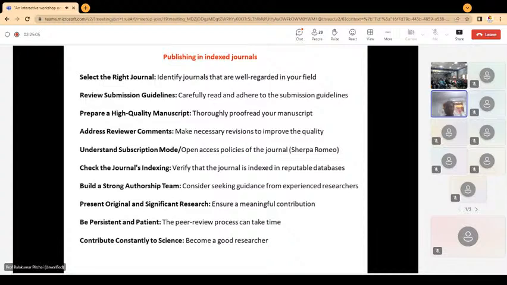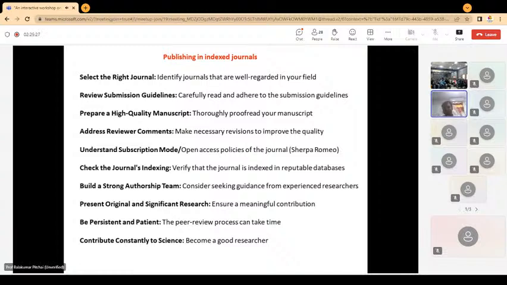Present original and significant research. Be persistent and patient. The peer review process can take time, and you should contribute constantly to the science. Some say, "Sir, I became the professor. I already published 40 papers. Why should I publish now? Leave it, nothing is there. I already became the professor. Why should I?" No, you should constantly contribute to the science.